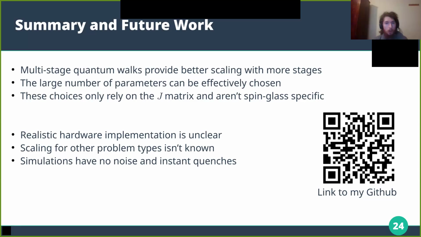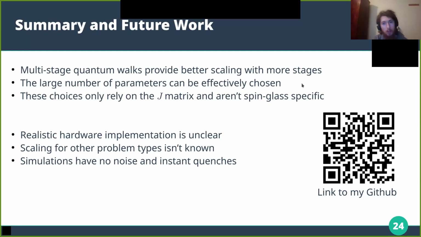So in summary, multi-stage quantum walks provide better scaling with more stages, up to a point. For the easy problems, I wasn't able to scale it far enough to see what that point is. But for the hard problems, we run into a wall eventually.